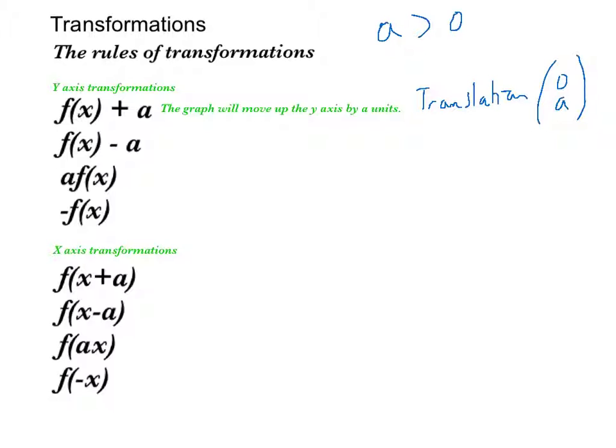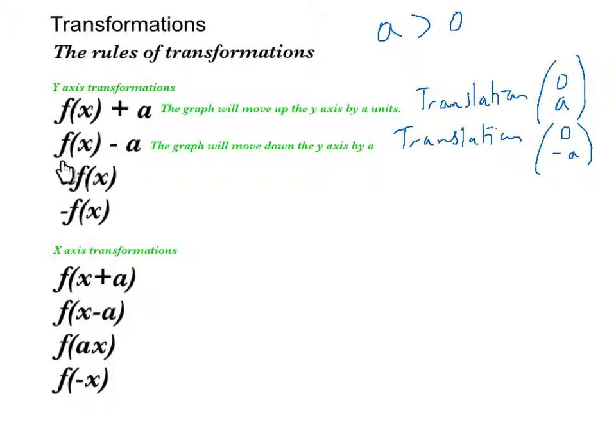Similarly, we can say exactly the same thing about f of x minus a, that the graph will move down the y-axis by a. So for us, we would then write in an exam, because in the exam this is what counts, a translation, that's 1 mark, and then the actual vector (0, minus a) is the second mark.